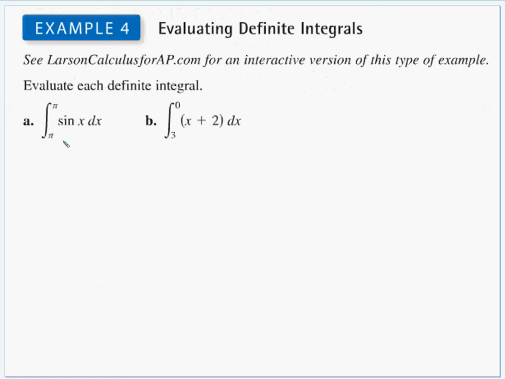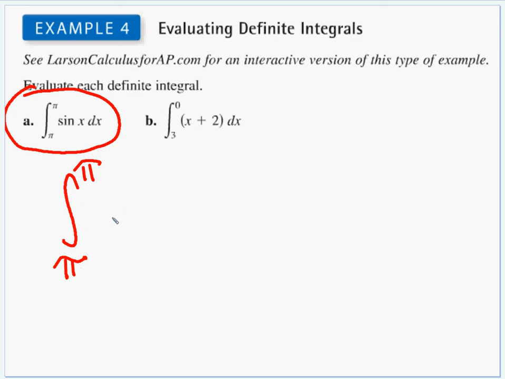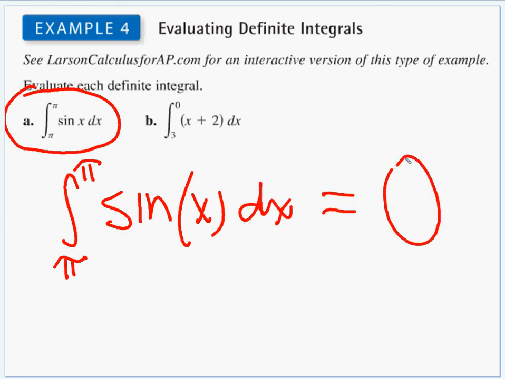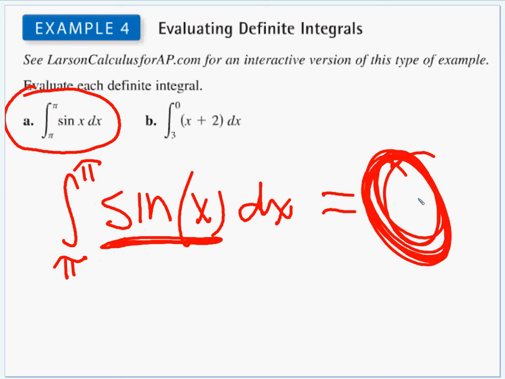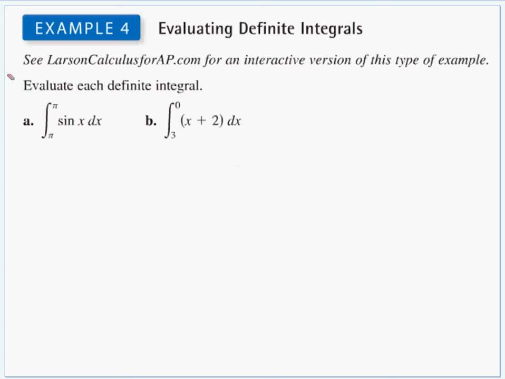And here we go. This would be a great one on the AP test. Here is our definite integral symbol. We're going from lower limit pi to upper limit pi. As soon as I see that, I should have alarm bells going off in my head. It doesn't matter what this function is. In this case, it's just sine of x dx. That is equal to 0. When the upper and lower limits are the same, disregard the function. Your answer is 0.